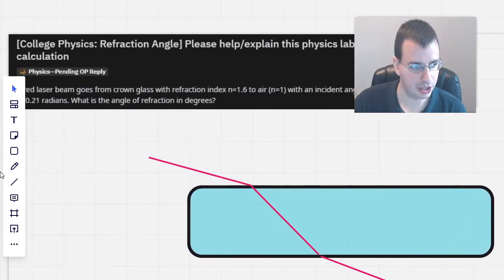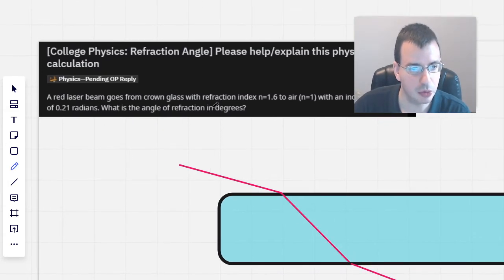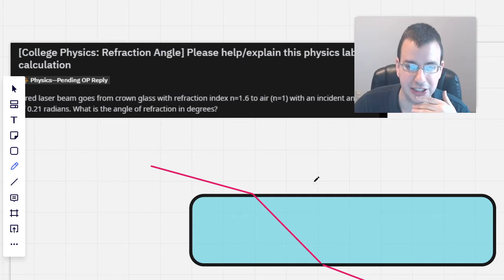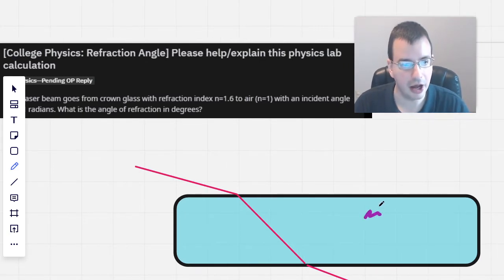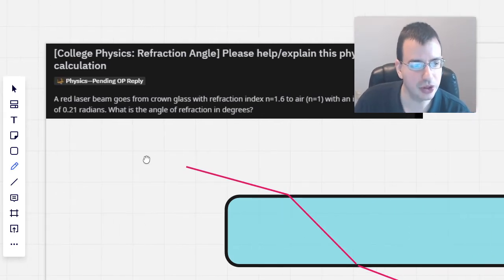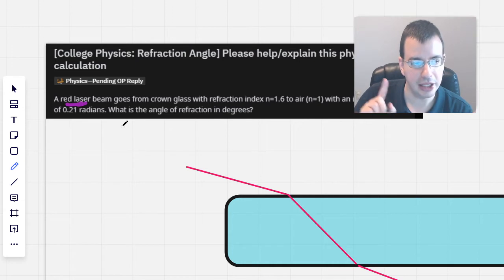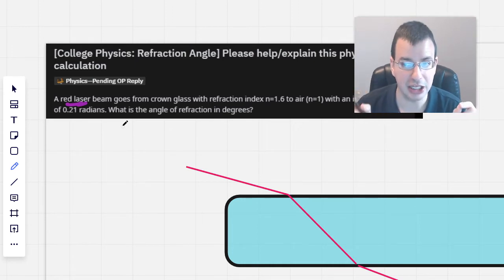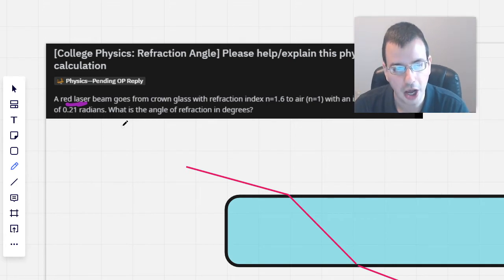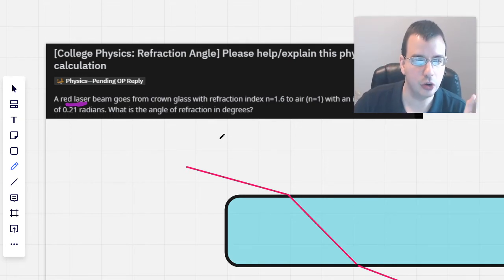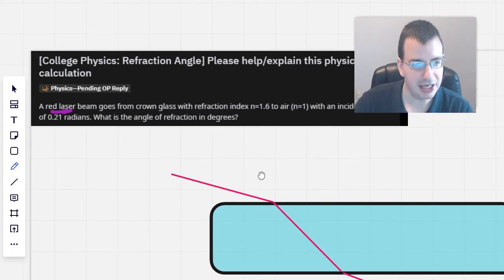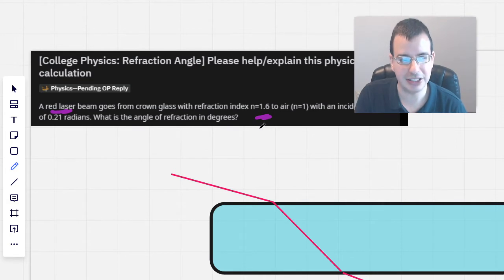So there's a lot of assumptions going on in this question. First of all, we're given a red laser beam with an index of refraction of n equals 1.6 in the crown glass, which is this stuff right here. One thing to note is that the index of refraction will change based on the color or wavelength of the light. So we're assuming that this n equals 1.6 applies to this red laser beam. It's kind of obvious, otherwise they wouldn't have given us that, but it's still an assumption we're making.